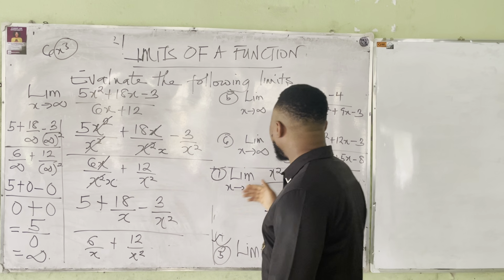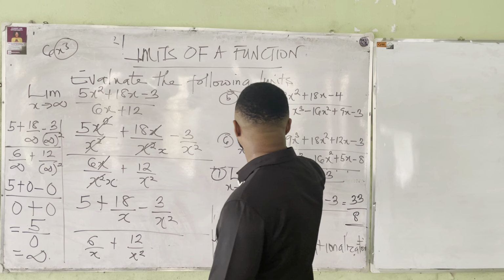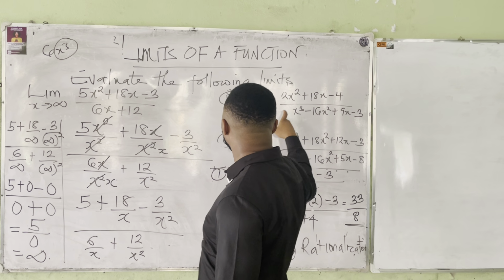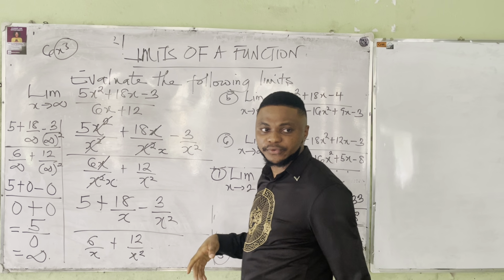All right, so now let us solve number 5. Limit as x tends to infinity of 2x squared plus 18x minus 4, and all of that.